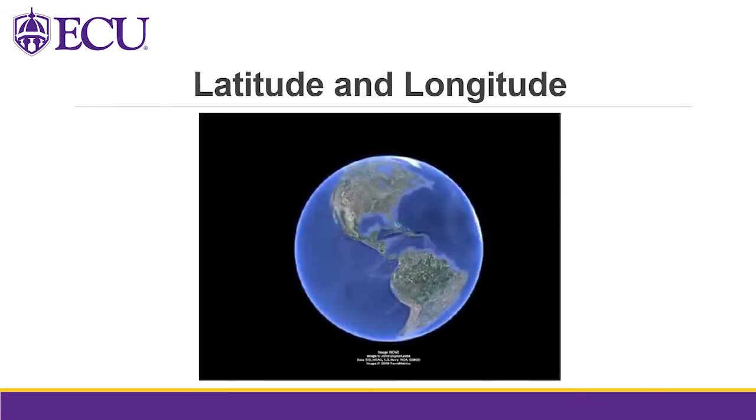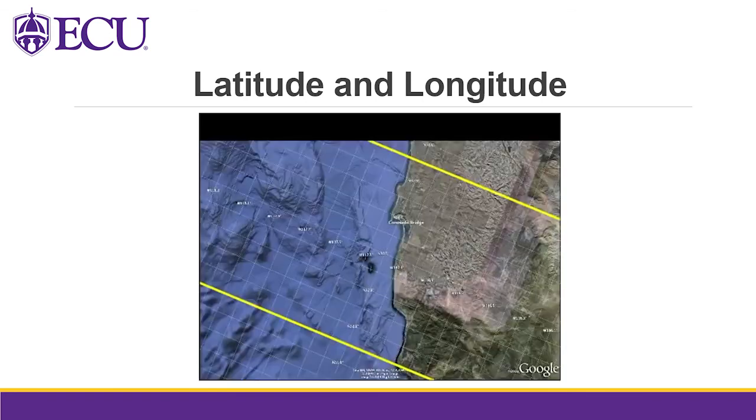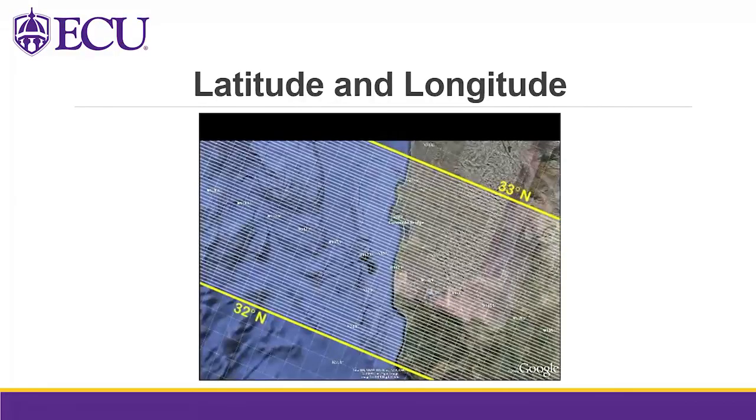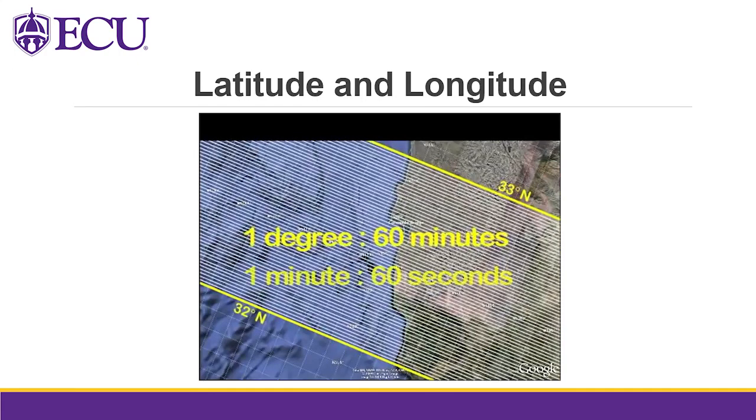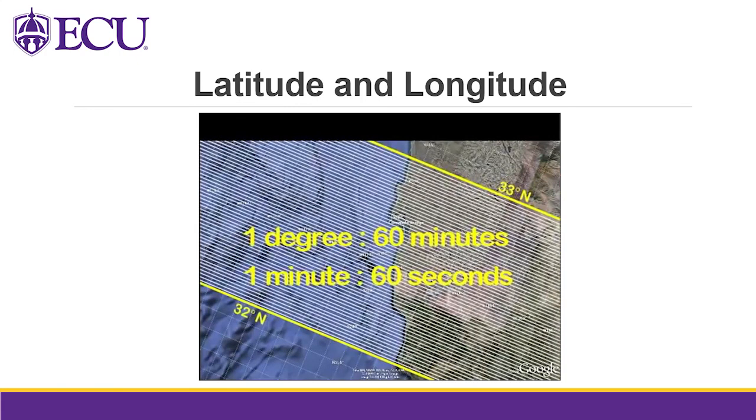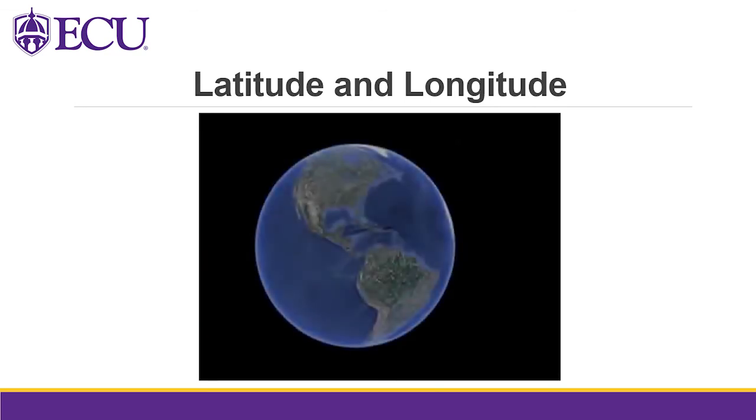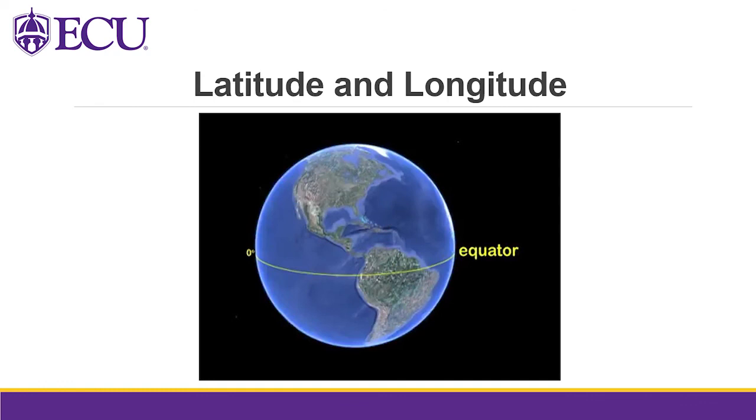Latitude. Lines of latitude, also known as parallels, circle the globe from east to west. These lines are all the same distance apart, about 69 miles. Each degree of latitude is separated into smaller pieces called minutes. There are 60 minutes in 1 degree. Similarly, each minute is divided into 60 seconds. The equator lies at 0 degrees, halfway in between the North and South poles.